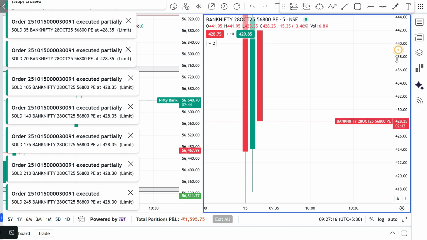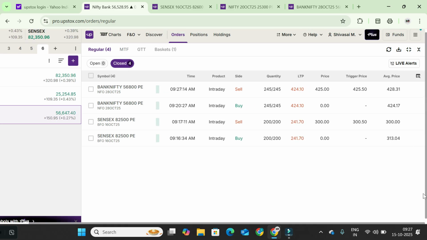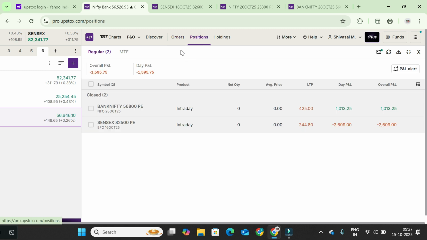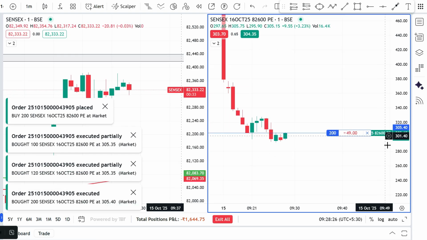Okay, you can see our trail got triggered. You can see there are two trades. I said previously I entered one trade and this is the second trade and this is the final position. Now let me enter first. Okay, you can see I just entered trade.